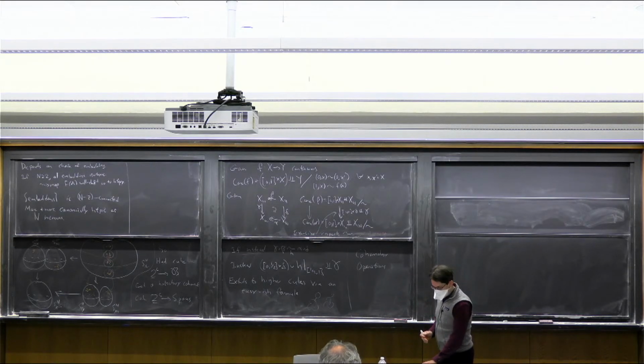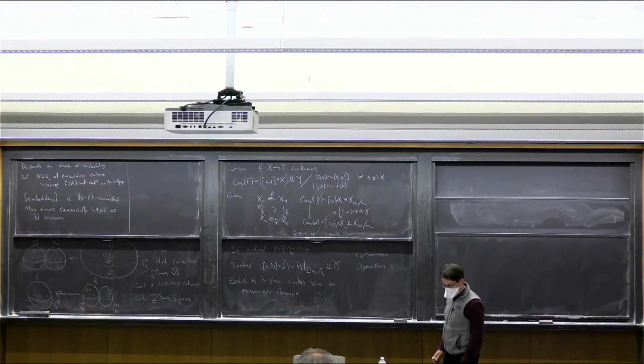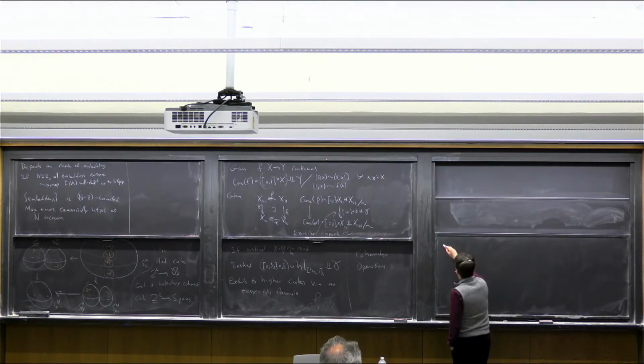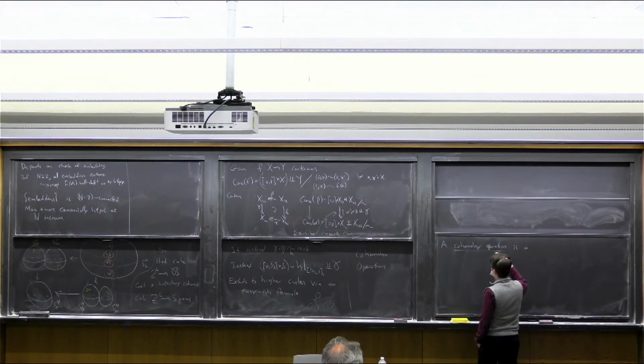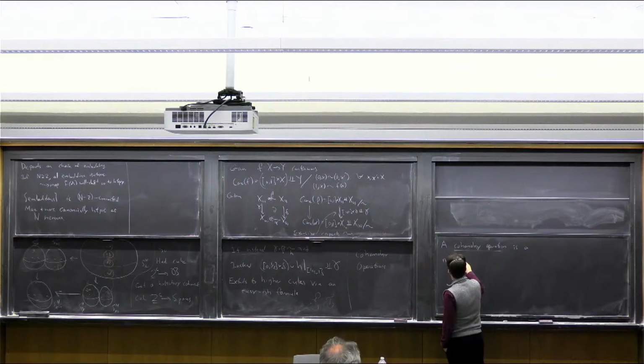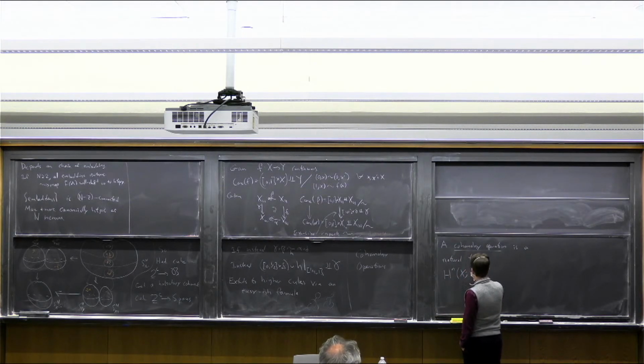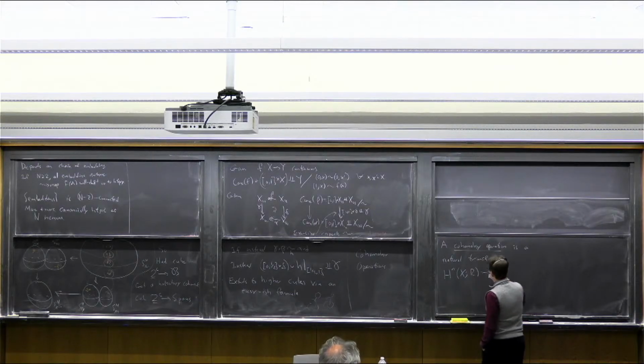So for the rest of the talk, for the more advanced members of the audience, you can just heckle. A homology operation is a natural transformation. I'll say what I mean by that. H^n of X with coefficients in R to H^m of X with coefficients in S. These are just coefficient groups.